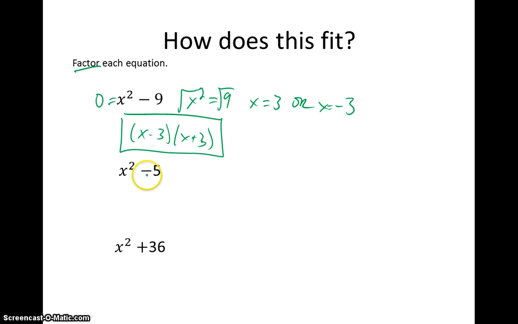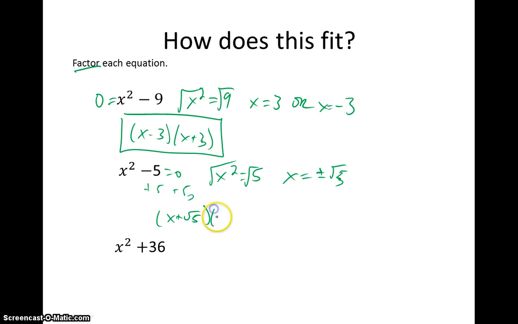This next one's very similar. Set it equal to 0 to find the zeros. So then add 5 to both sides. And we'll have x squared equals positive 5. Now we take the square root of both sides. Gives us 2 answers. So we have x equals positive or negative root 5. So then the factor theorem tells me I can factor this. I'll have x plus root 5, x minus root 5. So these root 5 things are a little weird because we usually see whole numbers or integers, but it still works. Now the last one is really why we're learning about complex numbers.